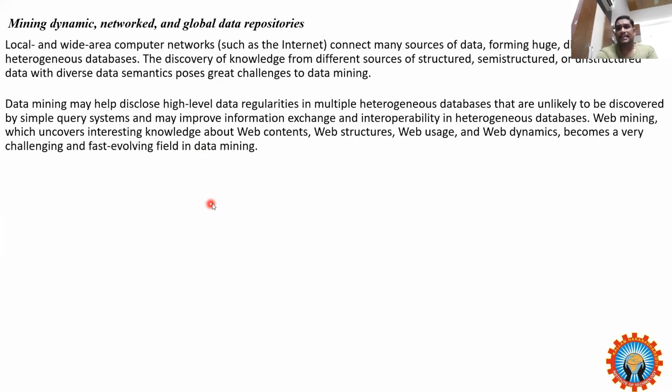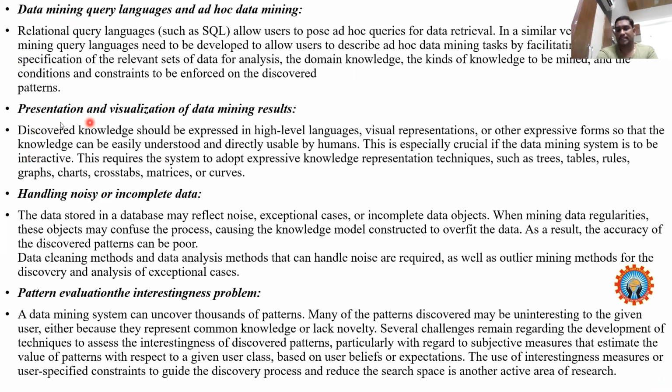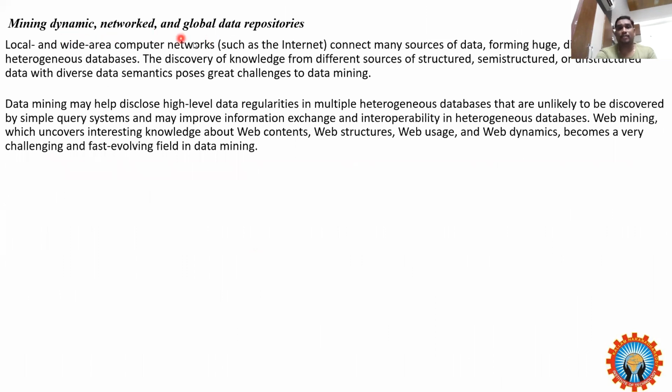Okay, so in this session we discussed various issues. The issues can be classified into 5 categories. First, mining methodologies, in which we have 3: new kinds of knowledge, levels of abstraction, and background knowledge. Next, user interaction, with 4 categories: data mining query language, presentation and visualization, handling noise, and pattern evaluation, that is, interesting patterns. For efficiency and scalability, you use algorithms for efficiency and scalability, and parallel, distributed, and incremental methods. For diversity of database types, you have to apply different algorithms, not a single one, based upon the complexity. And the last one is dynamic networks and global data repositories, where you use web mining technology or any heterogeneous database, like structured, unstructured, and semi-structured.